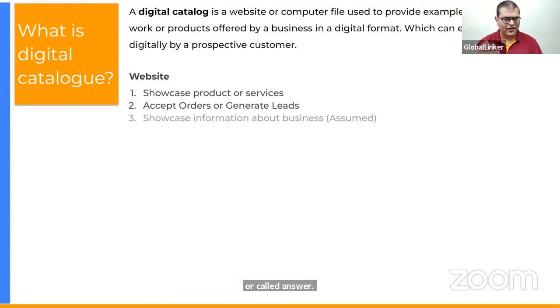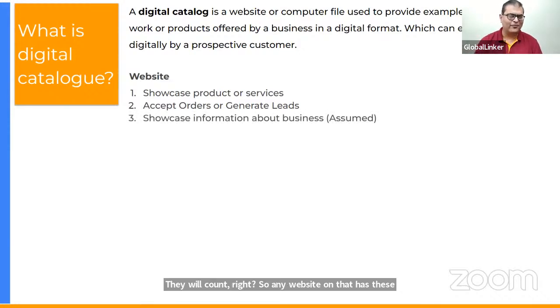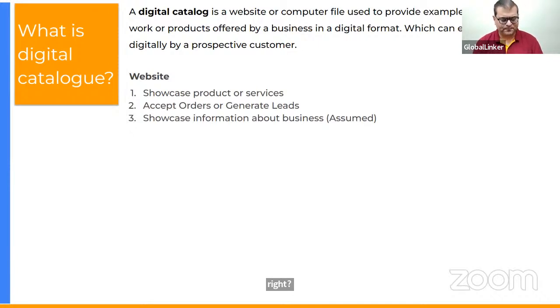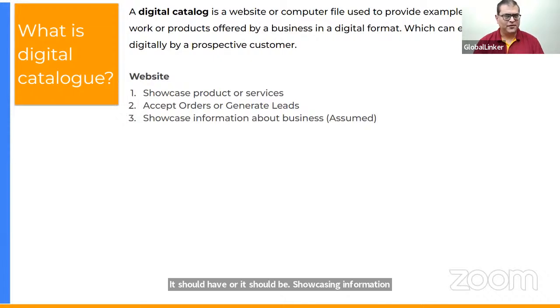The third one is something that we assume it should have: it should be showcasing information about a business, in terms of what their business is about, about us, etc., right? So that is something that we are assuming should be there. That much should be there. But in addition to showcasing information about that company, it should be able to showcase products and it should be able to receive orders or inquiry, right?